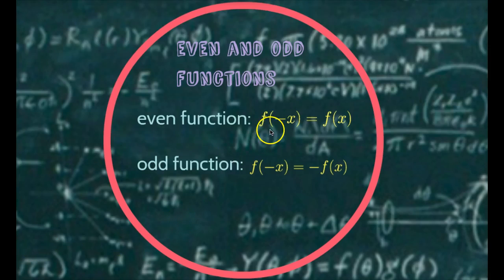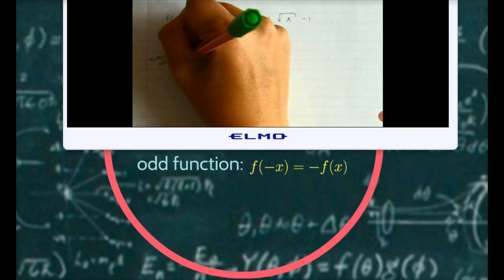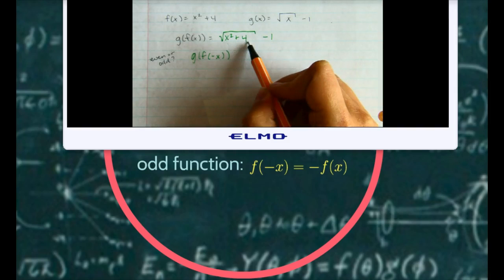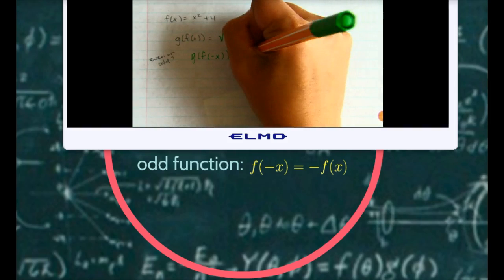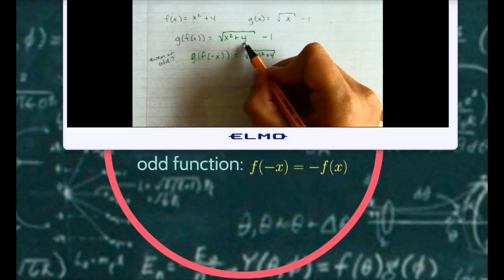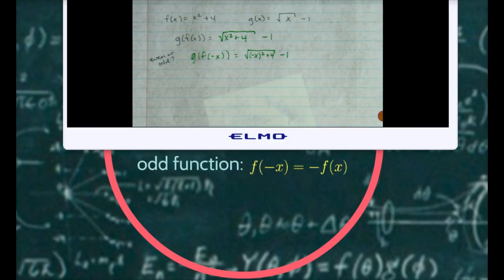So in both of these cases, when I'm looking at even and odd functions, I want to substitute in a negative x and see what happens, and see if it's equal to f of x or if it's not equal to f of x. So looking at this, I want to see if it's even or odd, so I'm going to take g of f of negative x. Wherever I have an x in this original function, I'm going to substitute in negative x. This will become equal to the square root of negative x squared plus 4, so my 4 doesn't have an x, so it stays exactly the same, minus 1. Same thing with my 1, it doesn't have an x, so it'll stay exactly the same.